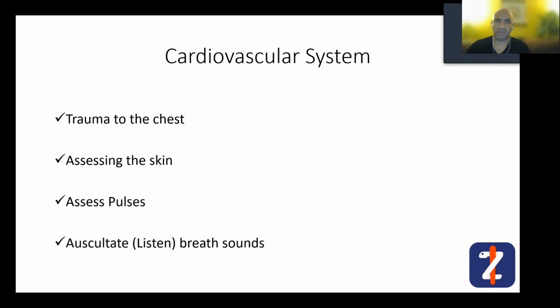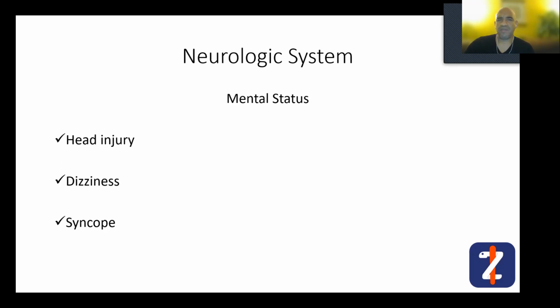We're also going to check the pulses. Now, if the patient is responsive, that's the radial pulse. If the patient's unresponsive, that is the carotid pulse. All right, we're going to auscultate the breath sounds, lung sounds, and that's what we're going to do in our assessment.